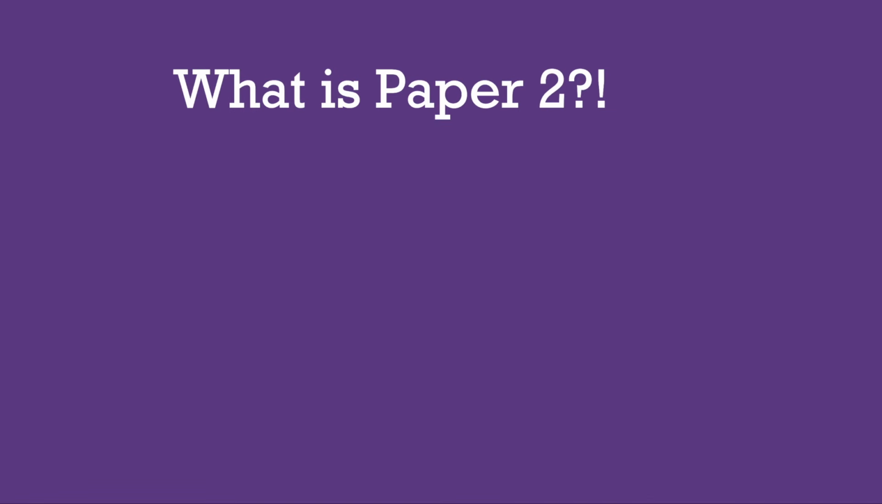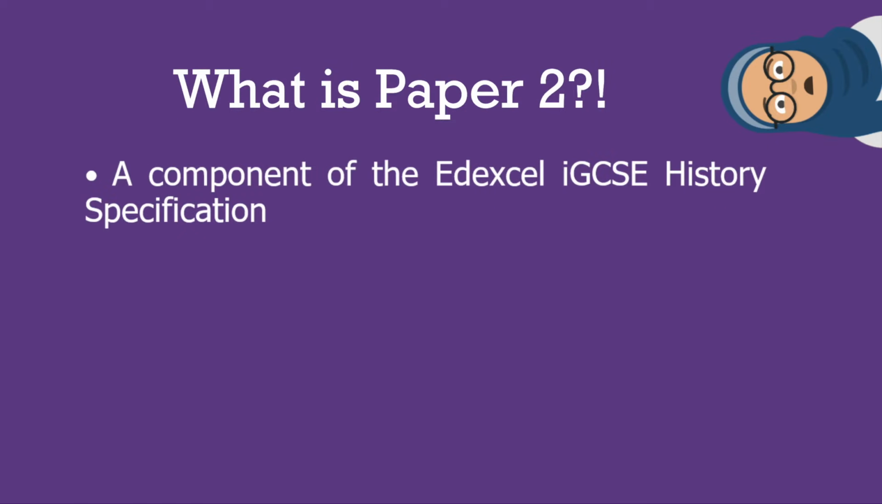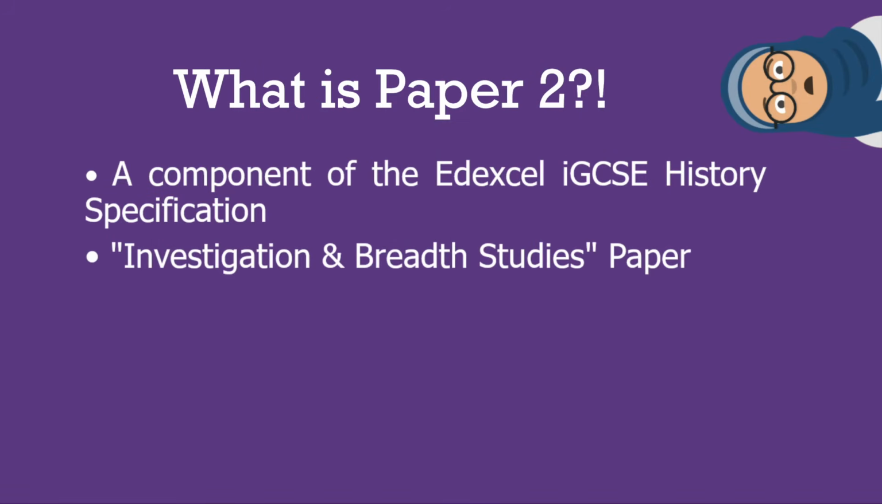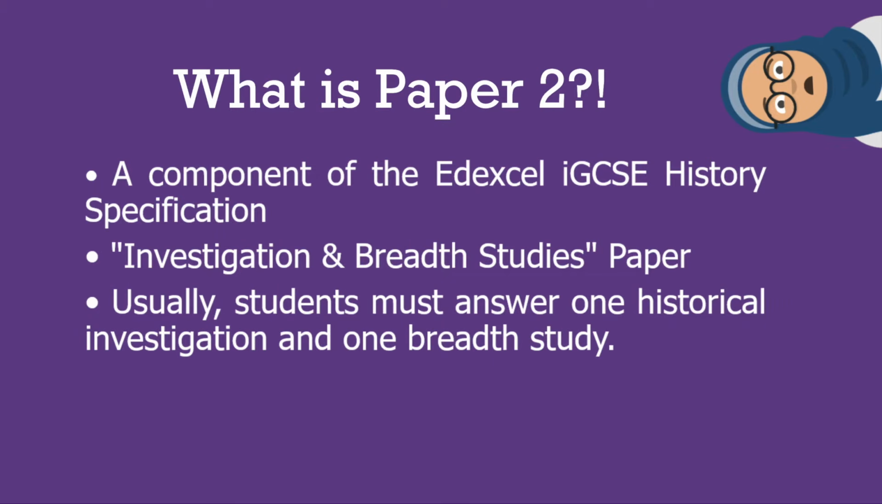To begin with, let me just tell you what paper 2 is. It's a component of the Edexcel iGCSE History specification, and it's also known as the Investigation and Breadth Studies paper. Usually, students must answer only one historical investigation and one breadth study, but due to the COVID-19 crisis, they have decided that the May-June 2021 examinations for history are going to be slightly different, such that you're going to have an option.